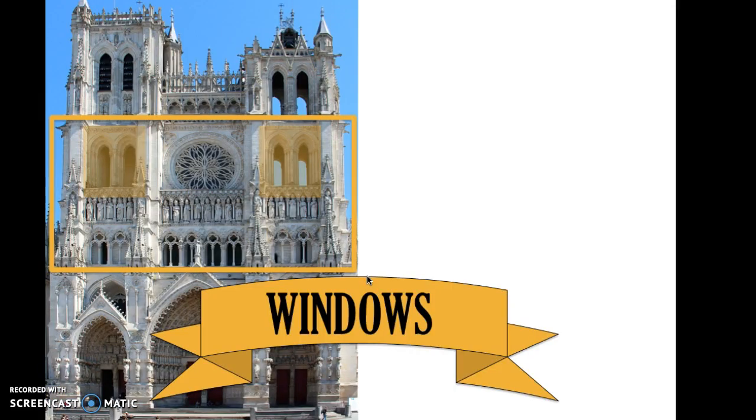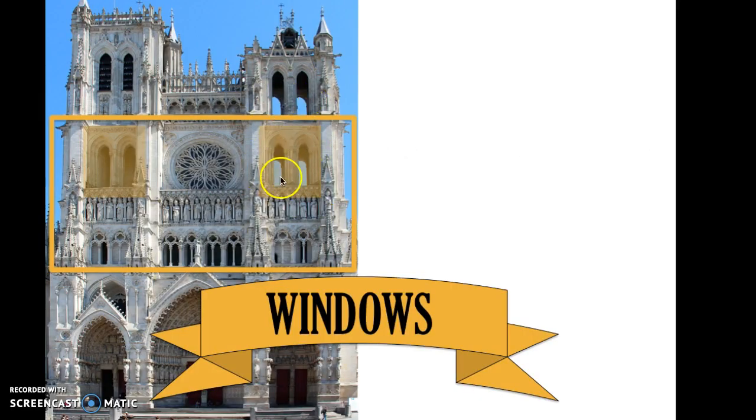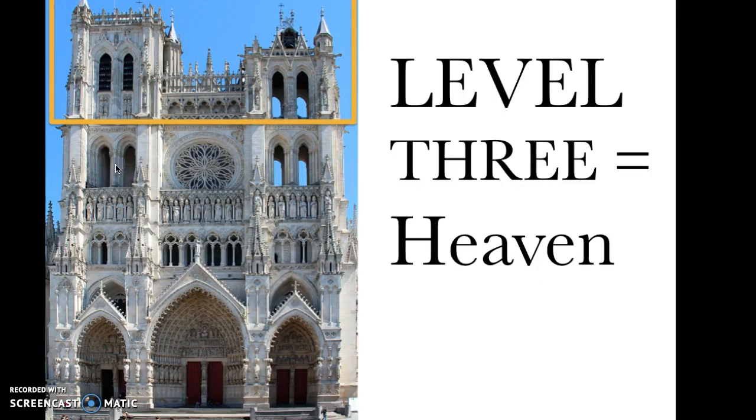And in addition, you also have our good old windows. And remember that our windows are going to be pointed arches, and I have an example sheet that's going to be on your tables with a gazillion different types of windows that you can put on either side of your rose window. Moving right along, we go to level three, which is supposed to represent heaven.